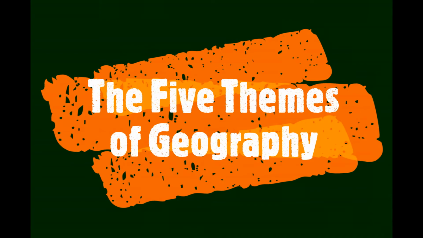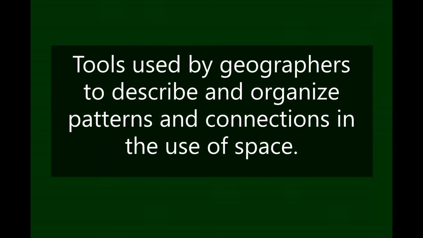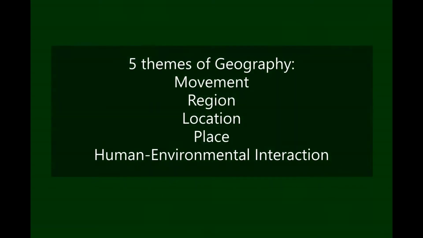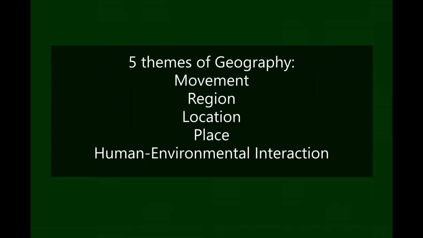The 5 themes of geography. Tools used by geographers to describe and organize patterns and connections in the use of space. The 5 themes of geography are movement, region, location, place, and human-environmental interaction.